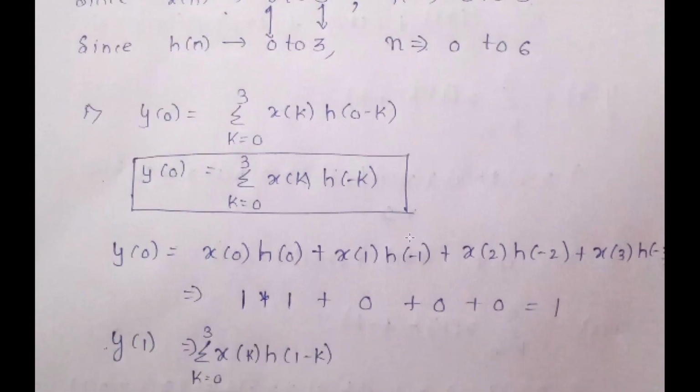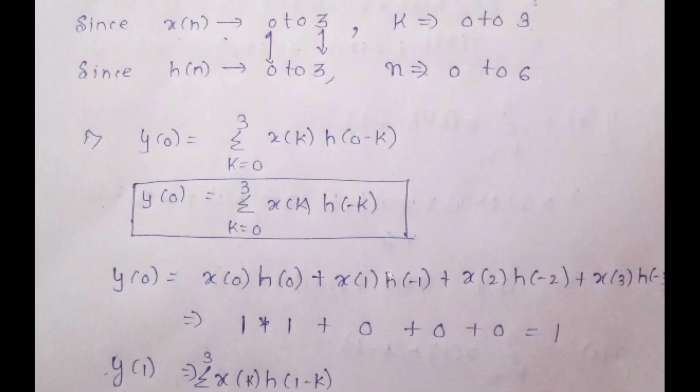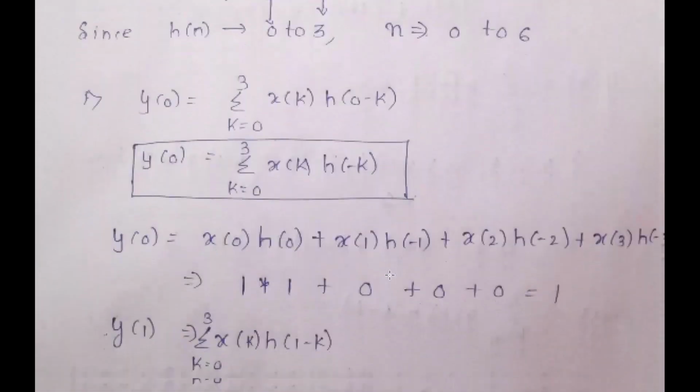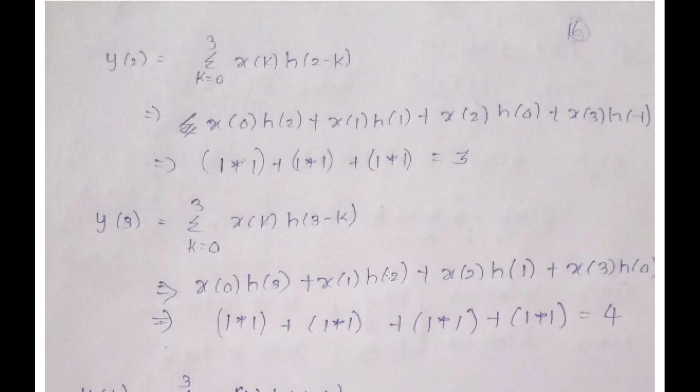The values which are not being given, that's h of minus 1, we don't have the value for that. Just put the value as 0 and you can get all the answers. So please do check out the steps from the notes which are present in the description box.